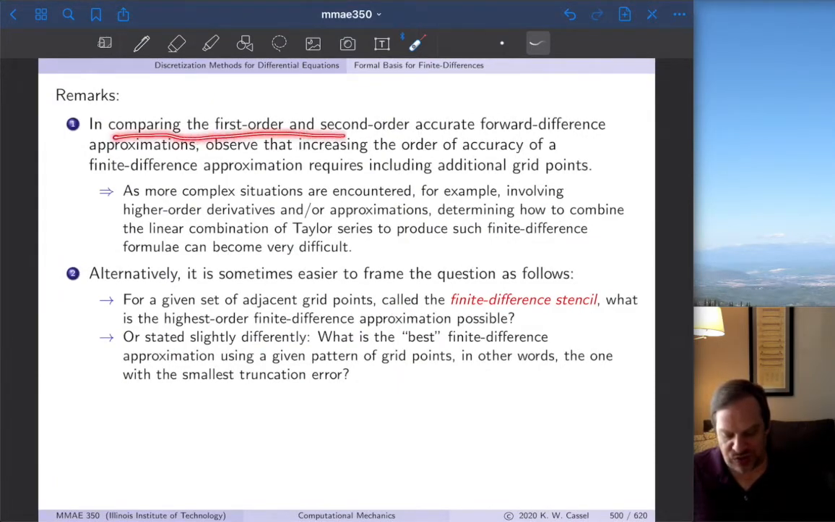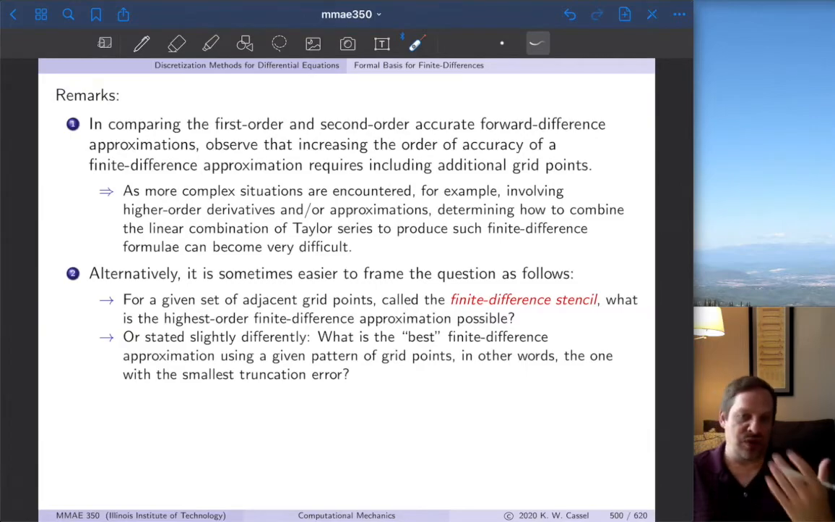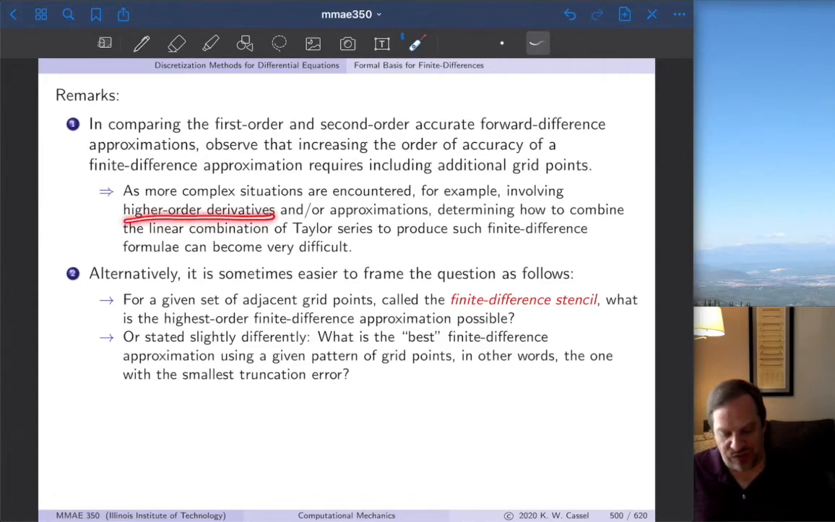Okay, a couple more comments. When you compare these first order and second order accurate forward difference approximations, you'll notice that, as we said, to get higher accuracy, you need to include more points. For only 2 points with the forward difference, I could only get first order accurate. To get second order accurate, I needed 3 points. So this can get very complicated very quickly, because you've got to figure out how much of one Taylor series and how much of the other gives me what I want. As you can see, 4 times this minus that. How do you figure that all out? Whether we're looking for higher order derivatives or higher order approximations, this can get nasty.